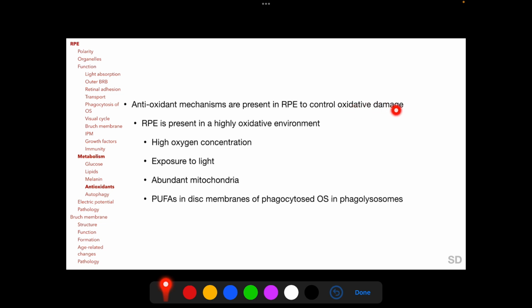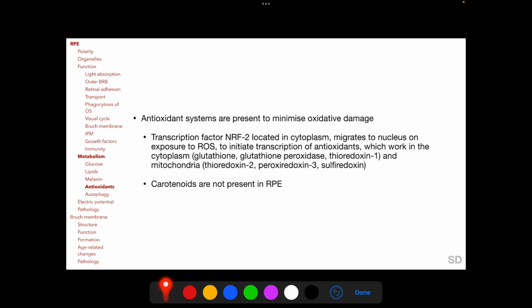RPE is prone to oxidative damage as it is present in a highly oxidative environment because of the high oxygen concentration at that location, exposure to light, presence of abundant mitochondria, and a high concentration of polyunsaturated fatty acids in disc membranes of phagocytosed outer segments in phagolysosomes. Antioxidant systems are present both in the cytoplasm and mitochondria of the RPE cell to minimize oxidative damage. But it should be noted that carotenoids lutein and zeaxanthin are not present in the retinal pigment epithelium.